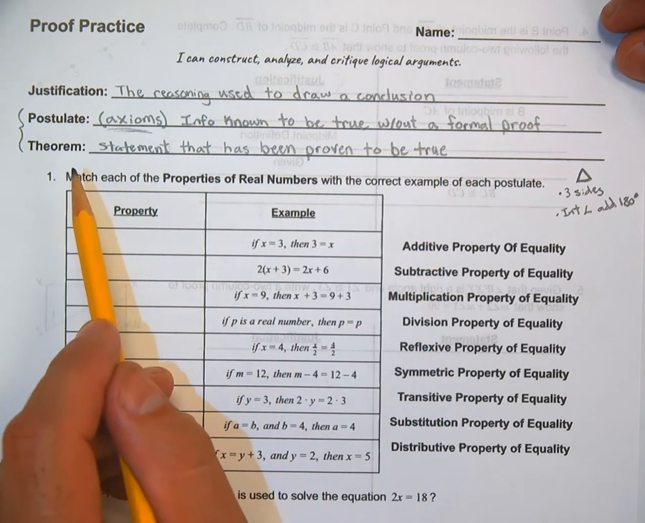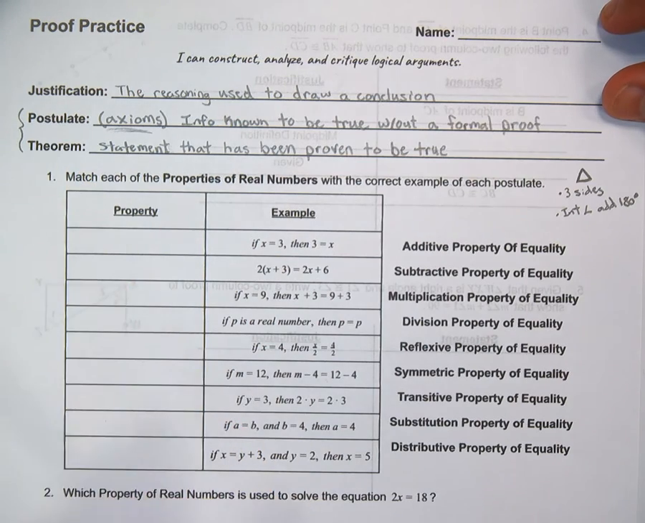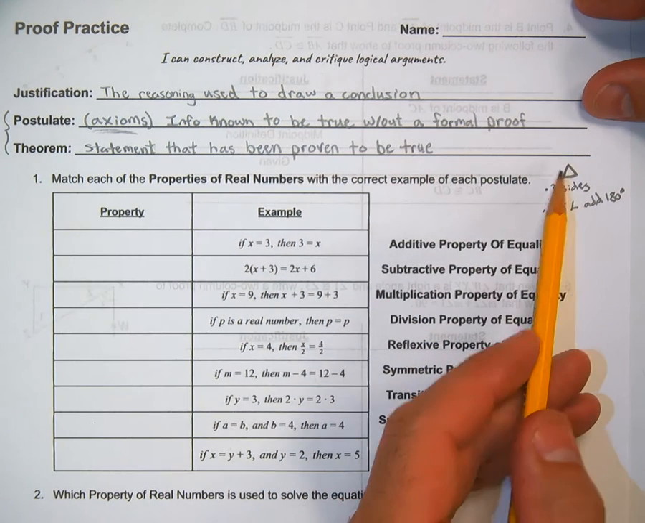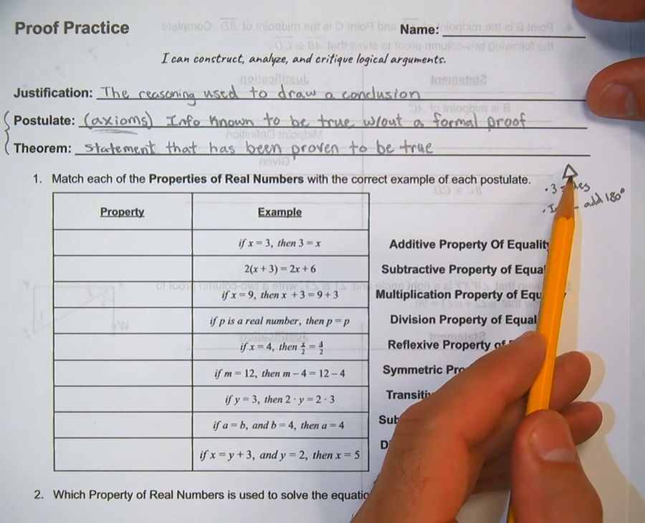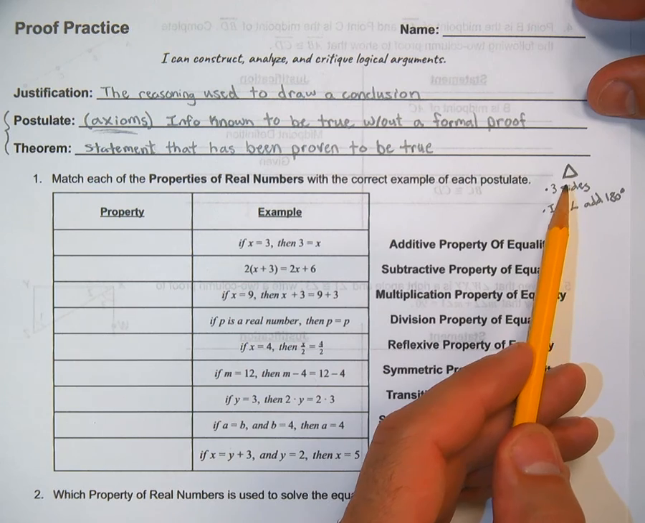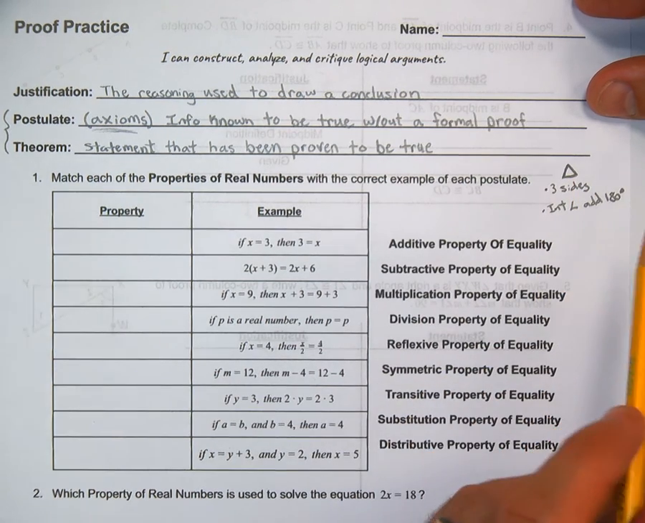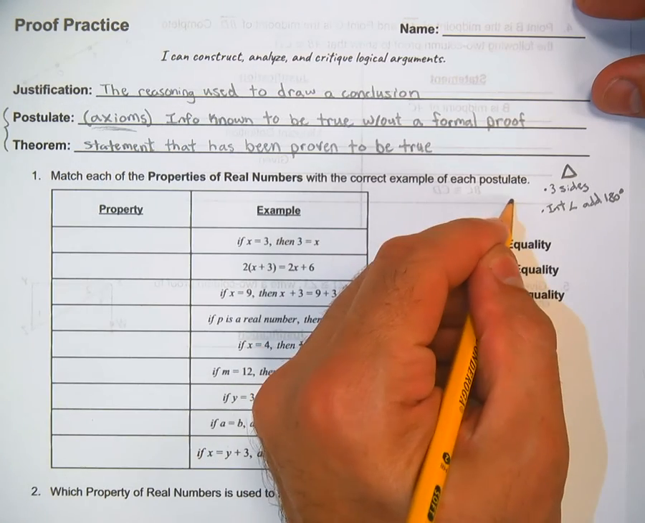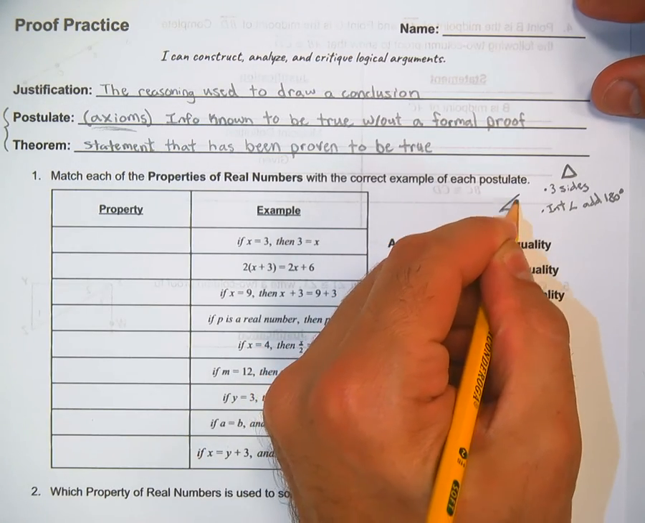Now, a theorem, on the other hand, is when somebody has already sat down and proved it to be true because it's not just obvious. Like when I look at that, I wouldn't immediately know. If I asked a kindergartner how many degrees are in that triangle, they wouldn't tell me 180 degrees. It's not obvious, right?